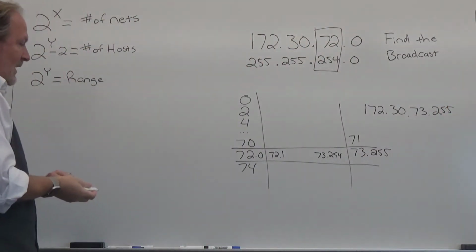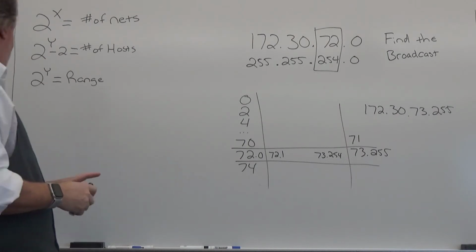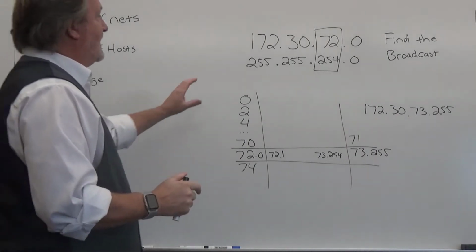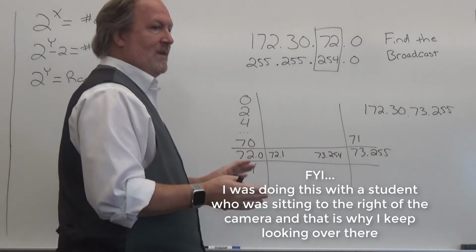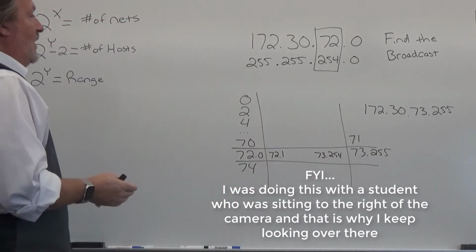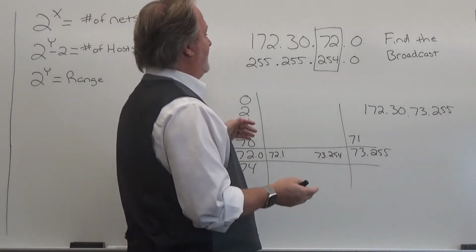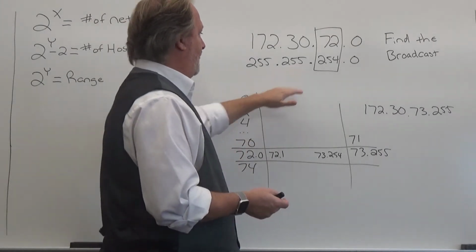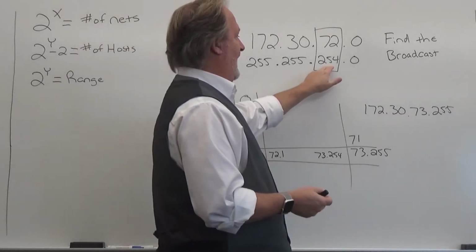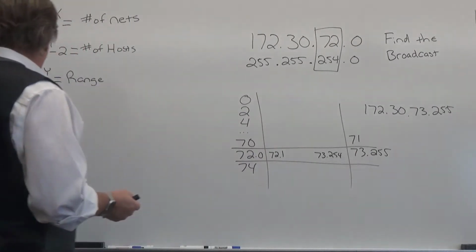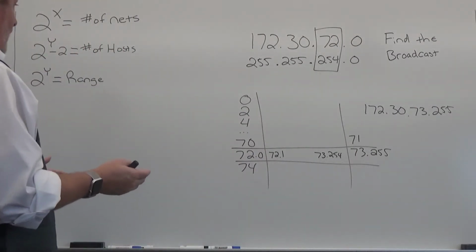So when you look at these problems, what you want to do is do them in steps. So step 1, figure out what the class is and what the default subnet mask is. So we know this is a Class B. We know the default subnet mask is a /16. So we know how many ones they've added. They've added 7 ones.